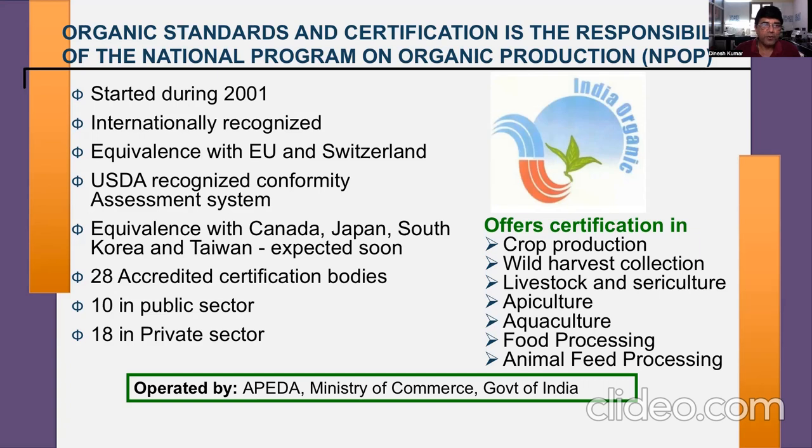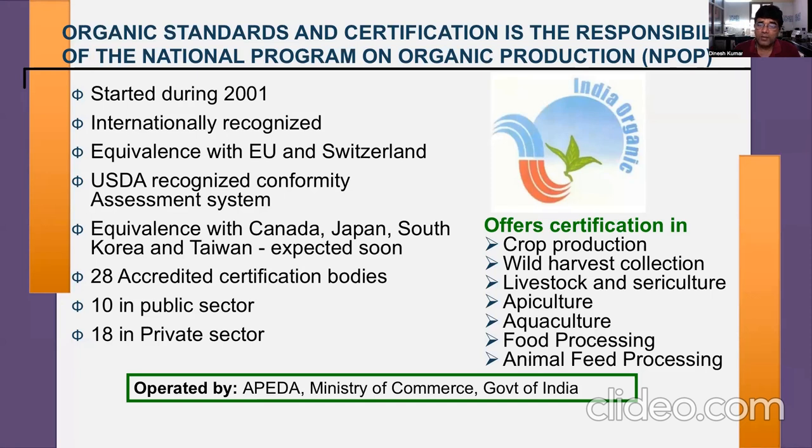USDA recognized conformity assessment system to our standards. Equivalence with Canada, Japan, South Korea, and Taiwan is in process and results are expected soon. 28 accredited certification bodies are there. You need not remember this number of 28 because these certification bodies keep on changing. 10 are in public sector, means government bodies, and 18 are private sector. I will let you know what is certification agency. Just have little patience. You will know these aspects slowly in detail.